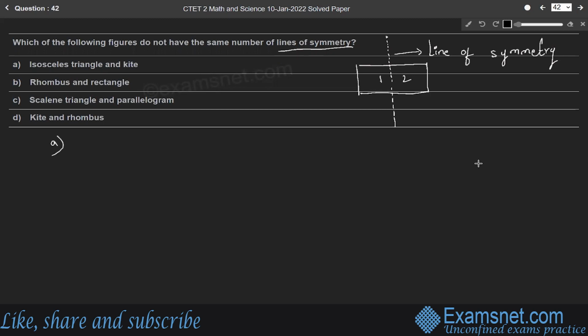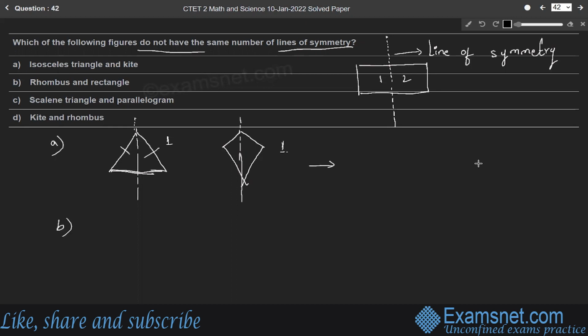So come to the options: isosceles triangle and kite. In option A, an isosceles triangle is a triangle whose two sides are equal, right? So an isosceles triangle has one line of symmetry, and a kite also has one line of symmetry. Therefore, these two shapes have the same number of lines of symmetry. In the question, the figures do not have the same number of lines of symmetry. So option A is not the right answer.